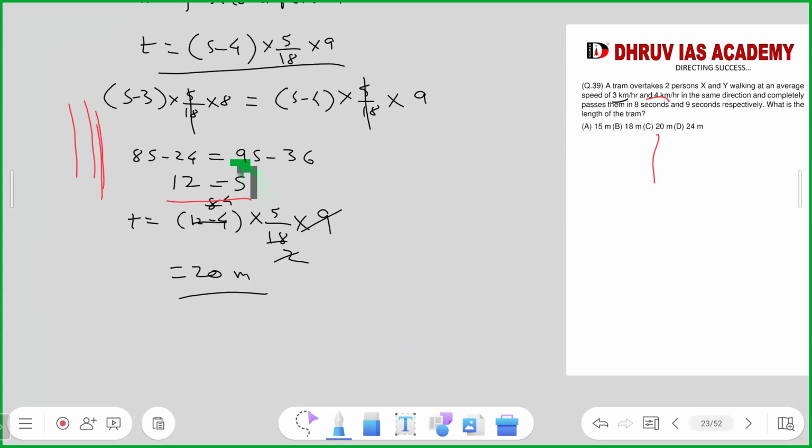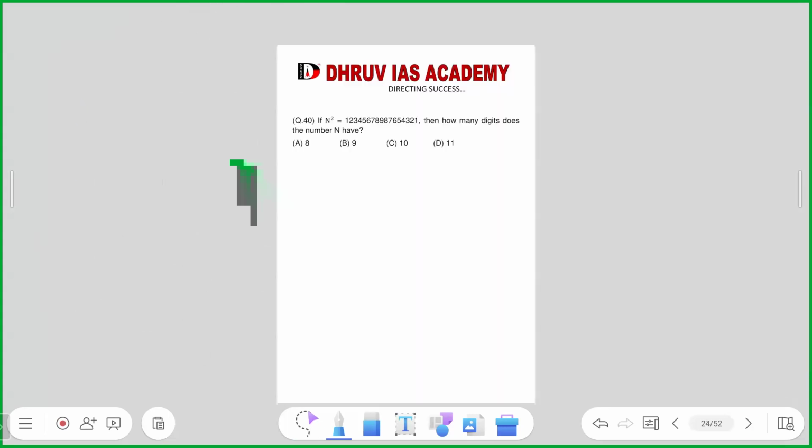Now we'll go to another question, again based on trains and boats, speed time distance problems. If n square is equal to 12345678987654321 and so on, then how many digits does the number n have? I think a similar question appeared in some earlier year also.